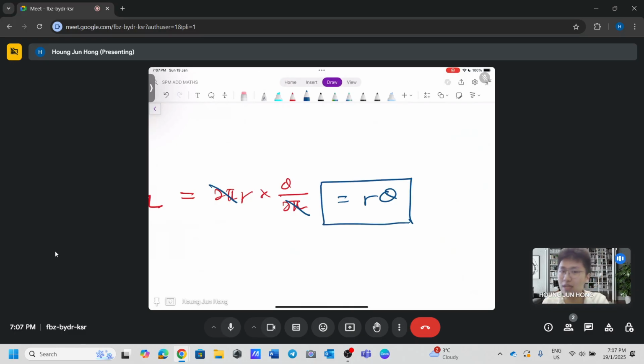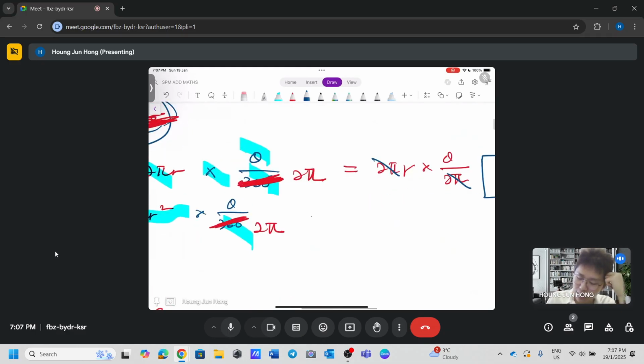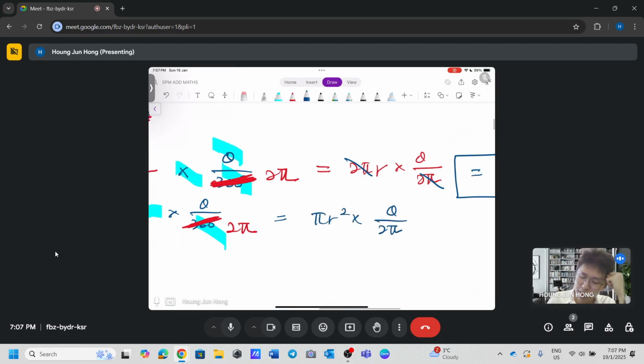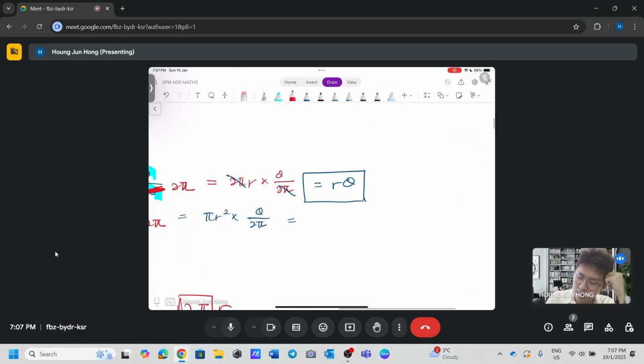This is your new formula, and now you can operate in terms of a new so-called domain, a new language of angle. Similarly, you can see your formula for area: pi r squared multiplied by theta over 2 pi. What is the new formula? Yes, you cancel things out. You will get 1 over 2 r squared theta.